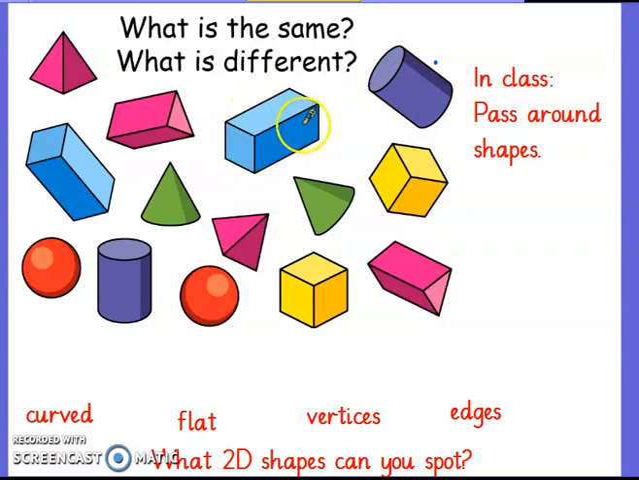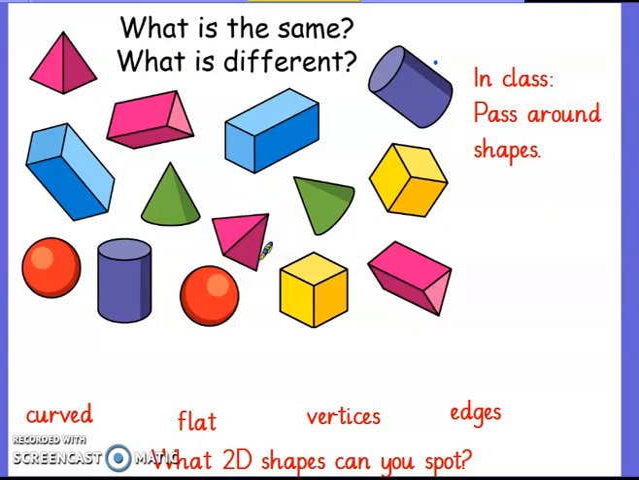This cuboid has got all straight edges, so no curved sides, all flat. Got a cone. Lots of you, I'm sure, have got cuboid shapes in your house, boxes and bricks and things. Sphere, all curved. We've got no flat edges, no vertices. Vertices are the corners where the edges join up on the shape.